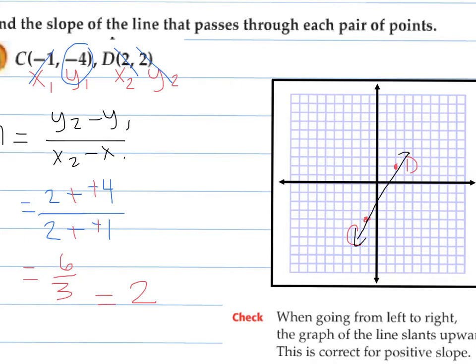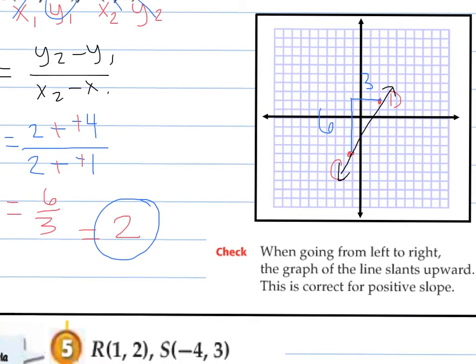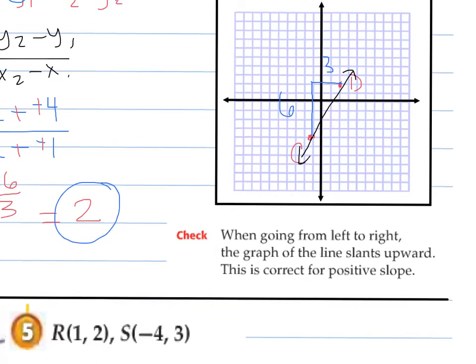I'm going to continue. It looks like I have to go up 6 over 3. Again, 6 over 3 is a slope of 2. So when you're going left to right, the line slants upward. This is correct because it's a positive slope. The line should be going up if we have a positive slope.